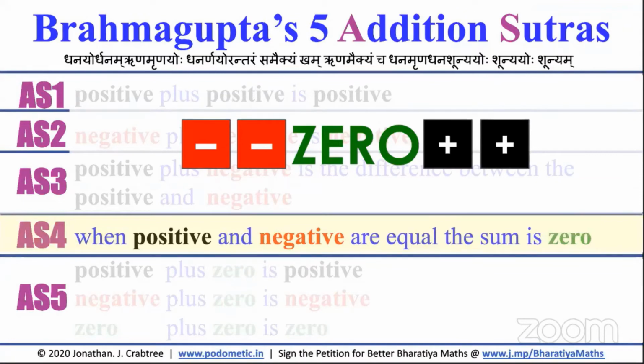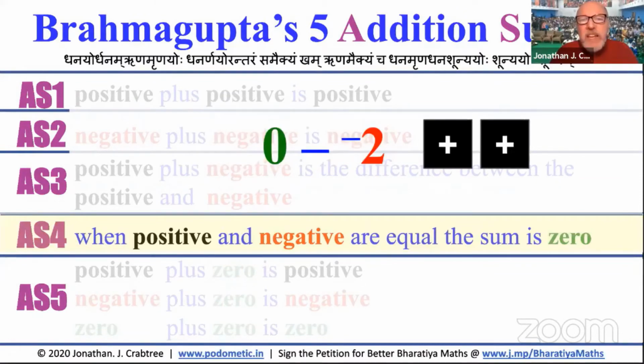If again from zero, we take away two negatives, we see with our eyes that we're left with two positives. So we can start to see very simple visual instantiations of Brahmagupta's sutras, and they go all the way through multiplication and division as well, with fun games for children in class 1, 2 and 3.